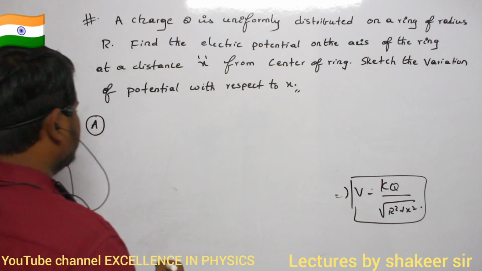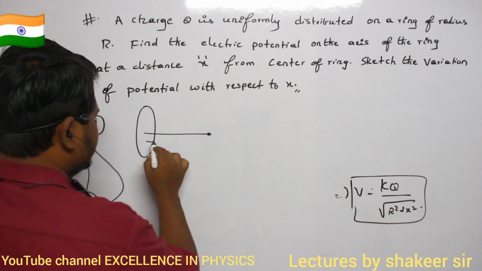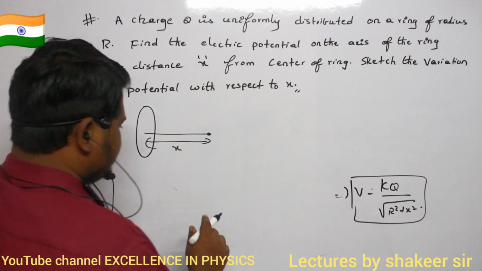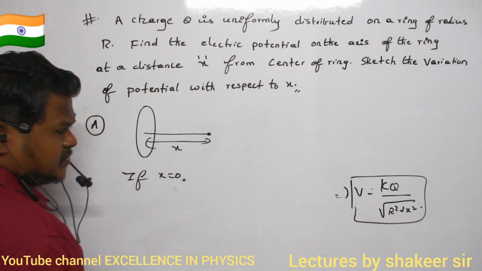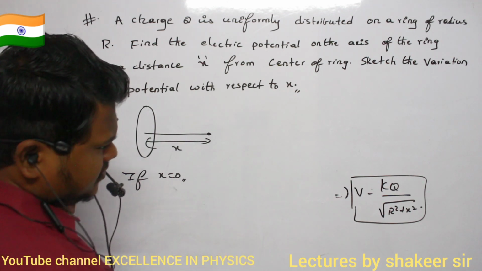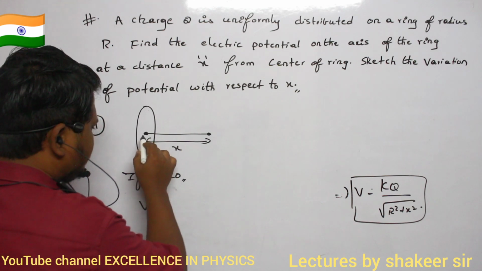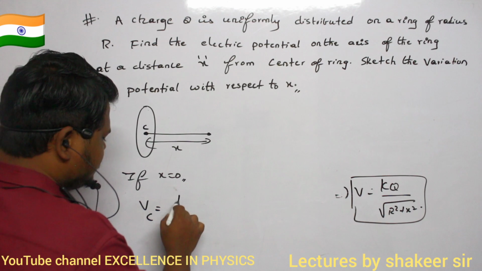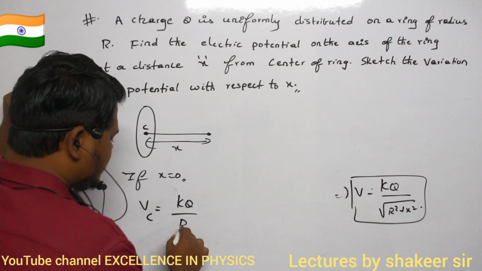So what does my x mean? x means the distance of point P from the center of the ring. This distance is x, no? Clear? So let us consider x is 0. If the x value is 0, then what will be the potential? It will become the potential at the center, which is kq divided by r only, since the square root of r square becomes r.